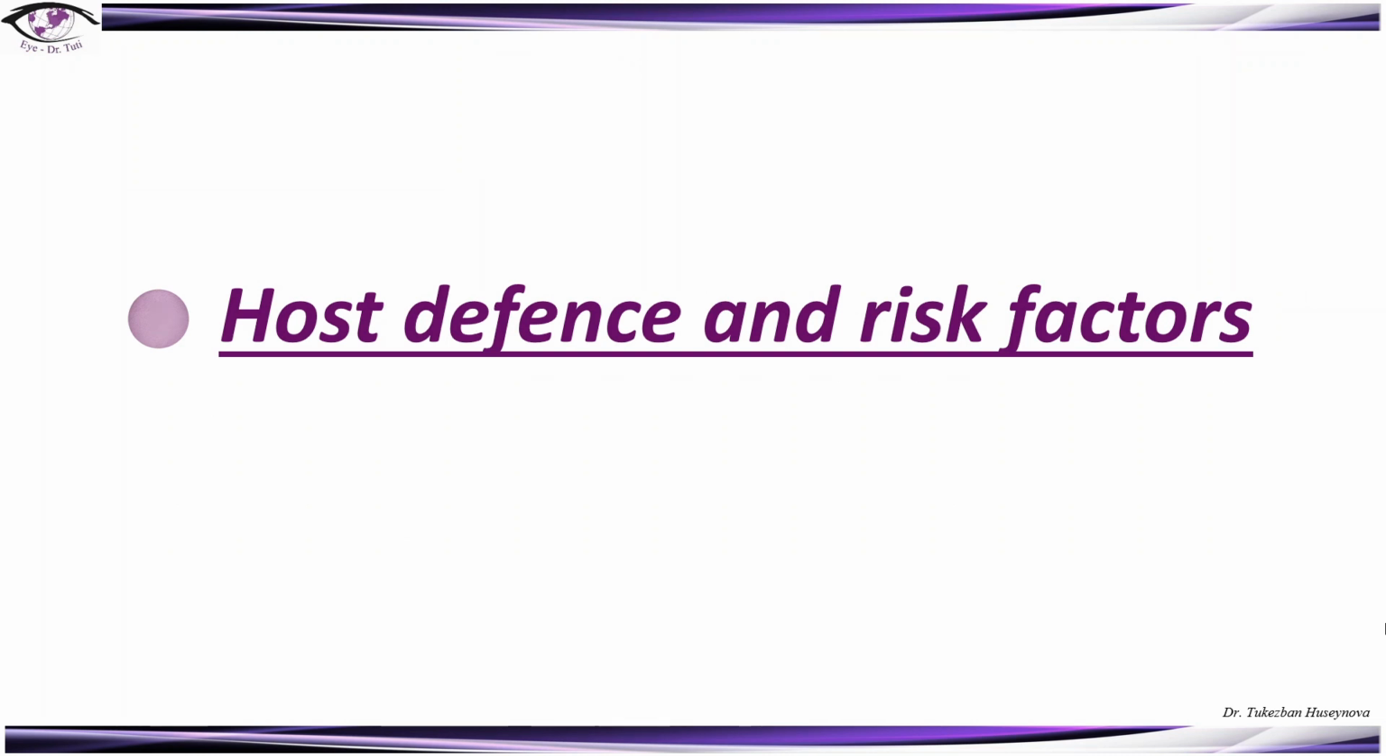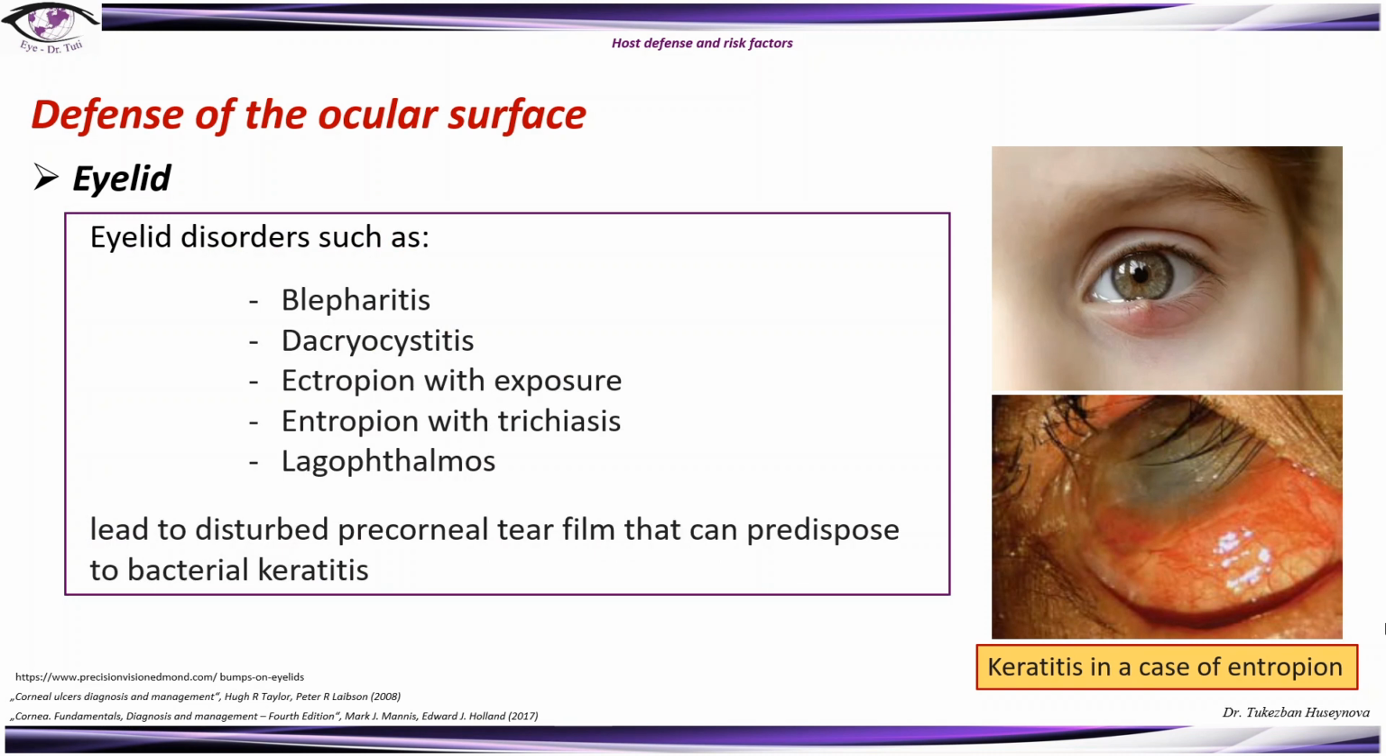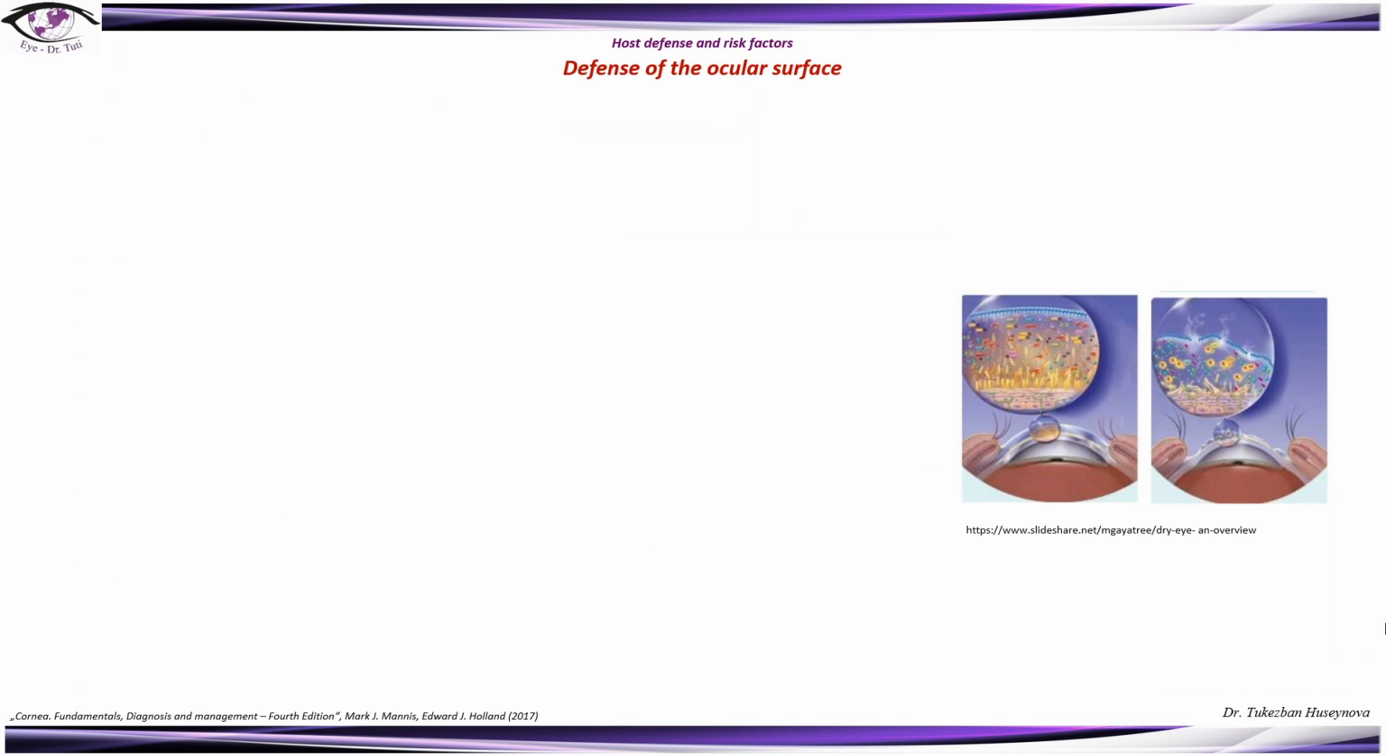I would continue here with host defense and risk factors. Defense of the ocular surface starts with the eyelid. Bacterial keratitis usually occurs in patients with predisposing risk factors that compromise normal ocular surface defenses. Eyelid disorders such as blepharitis, dacryocystitis, ectropion, entropion, and lagophthalmos lead to a disturbed precorneal tear film that can predispose to bacterial keratitis.